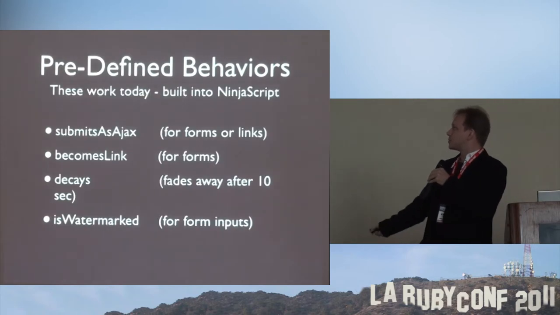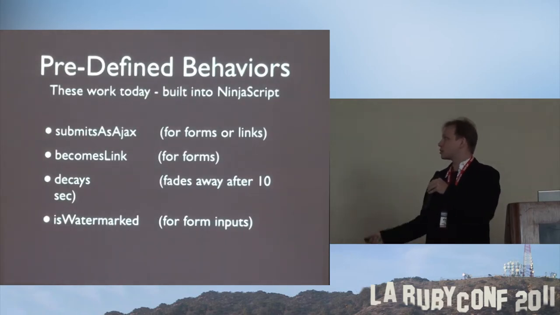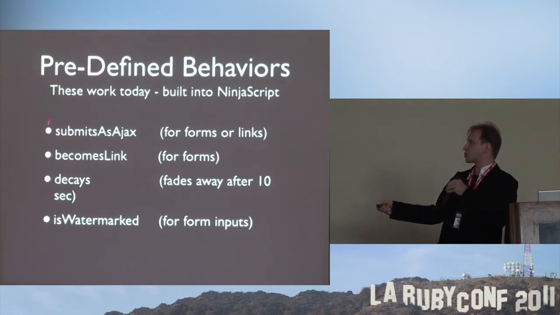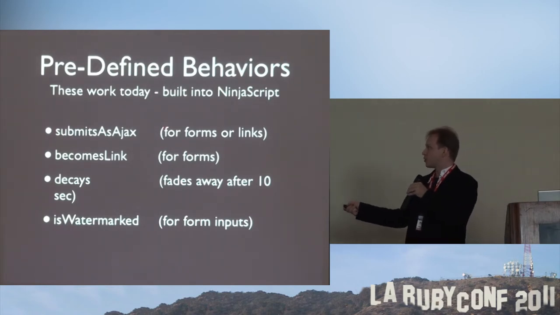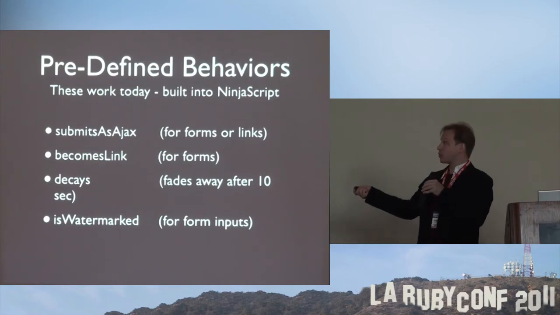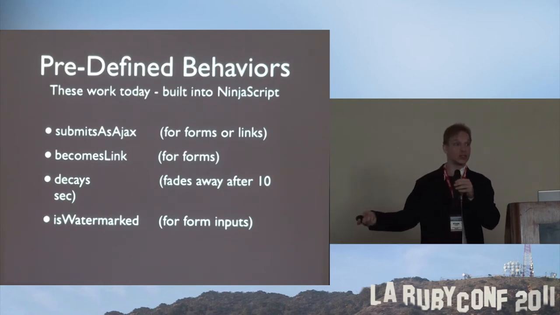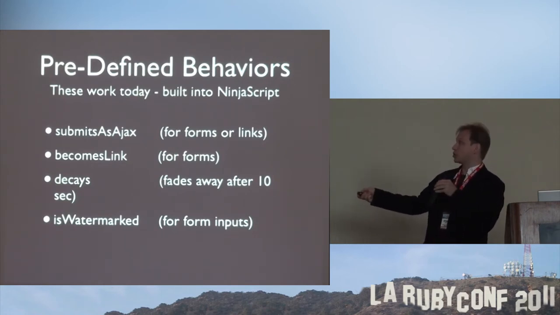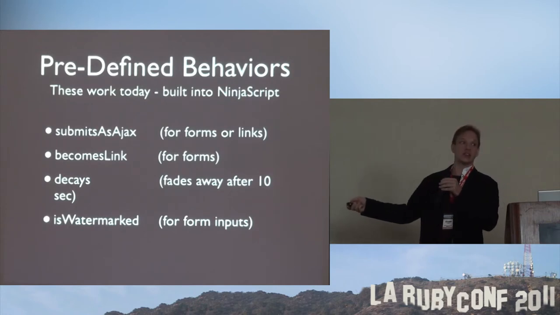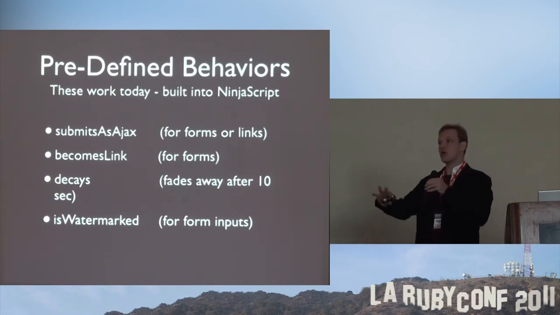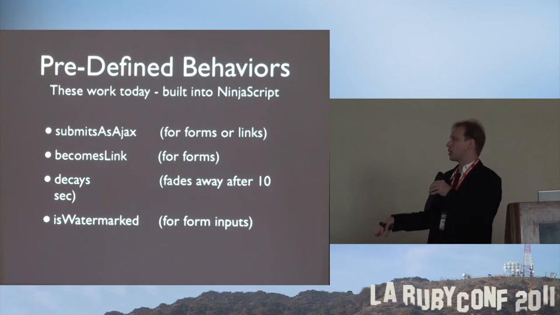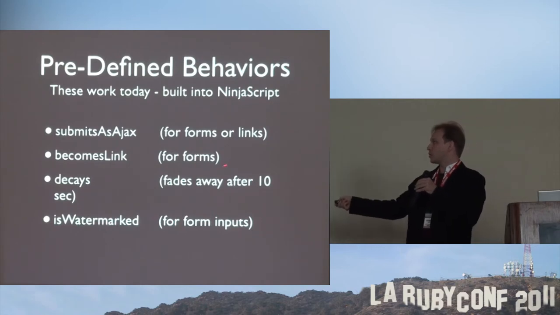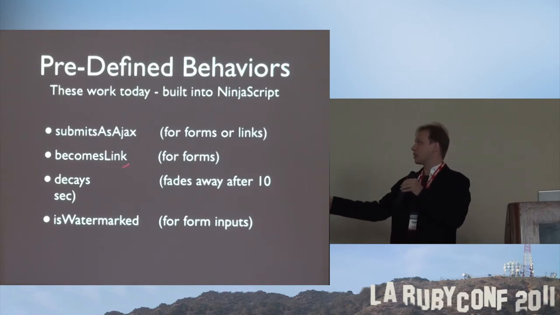Okay, so these are the predefined behaviors that we have today. Submits as Ajax, which convert existing forms and links into Ajax forms and links. This behavior uses all of your defaults, and so it's important for graceful degradation. You write a form that works, then you just go back in your behavior sheet and say it should also behave as an AJAX form. Since the form is the same, all the defaults are the same, it reduces the amount of extra work that you have to do.